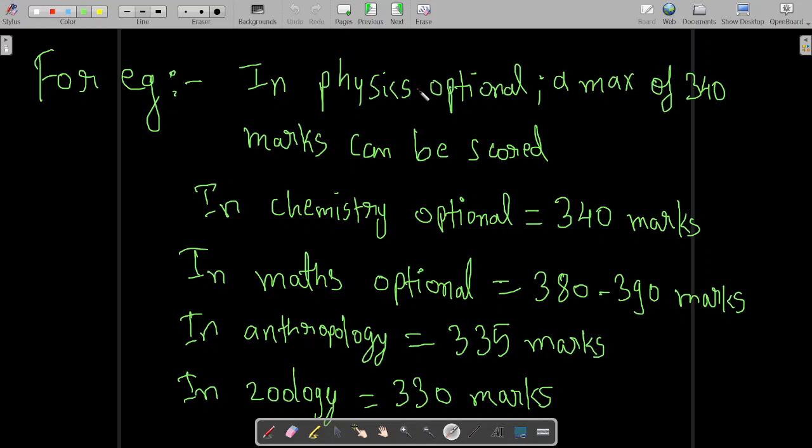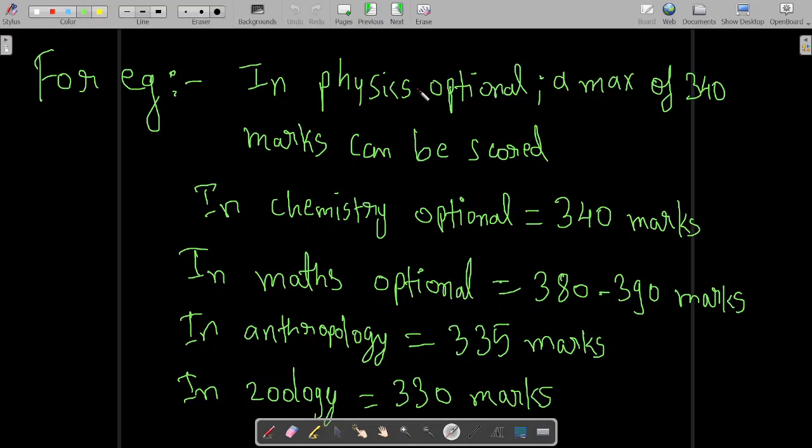Why? Because science optionals are more scoring also. Although they have a vast syllabus and require more time, it is still value for time, because if you score, then you will score excessively. That's why take science optionals. And moreover, there is no ideology involved, there is no current affairs involved, and in science optionals the questions also keep repeating.